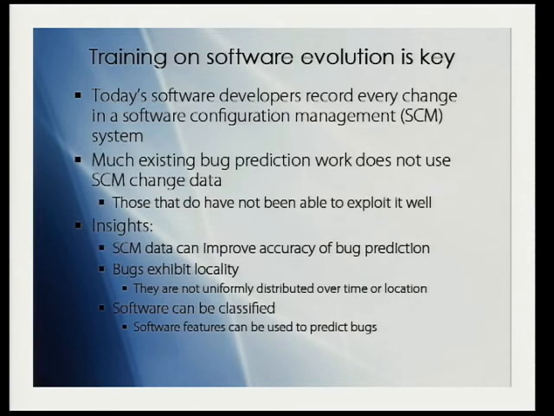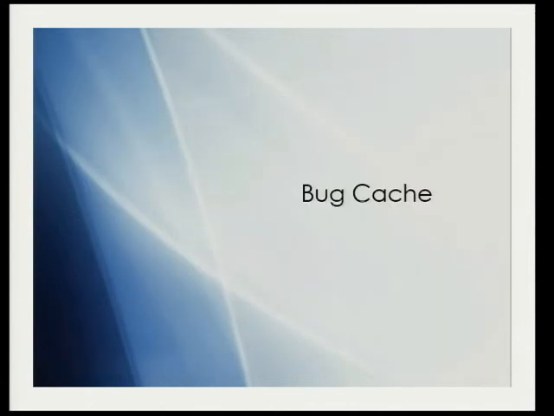The other insight here is that bugs exhibit some locality. They're not just uniformly distributed over the code and over time. There are certain files that are much more likely to have bugs, and there are certain periods of time when bugs are likely to be clumped together and not evenly distributed. You can take advantage of these localities to improve your bug prediction accuracy. For the first part of the talk, I'm going to talk about this bug caching work, and then I'm going to turn over to Sung for the bug prediction work, the bug classification work at the end.